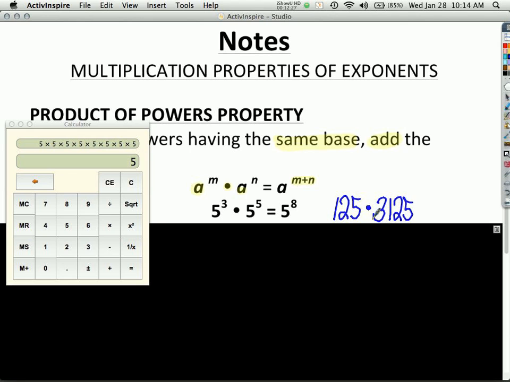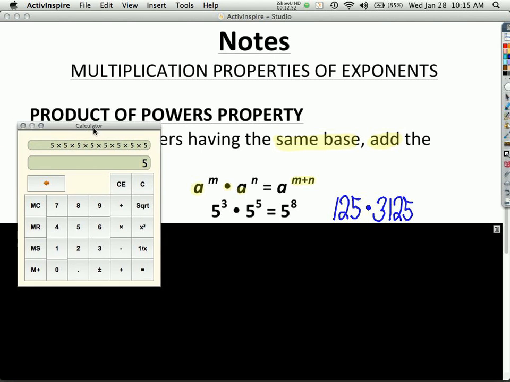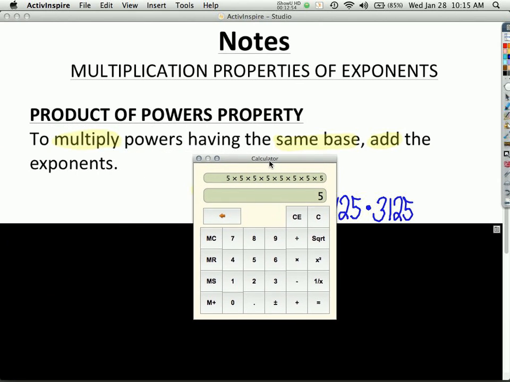So now everyone pick up your calculator. Everybody in the room is going to do the same calculation. Everybody do 125 times 3,125. Do that right now. Keep that number in your calculator. Do not erase your calculator. Everyone keep it, looking at the calculator and looking up here.